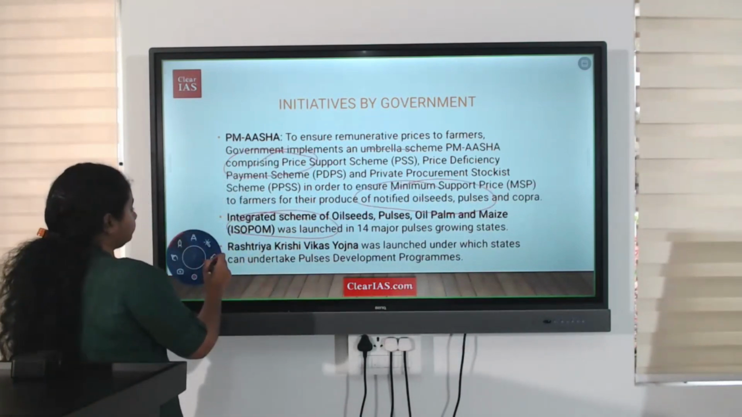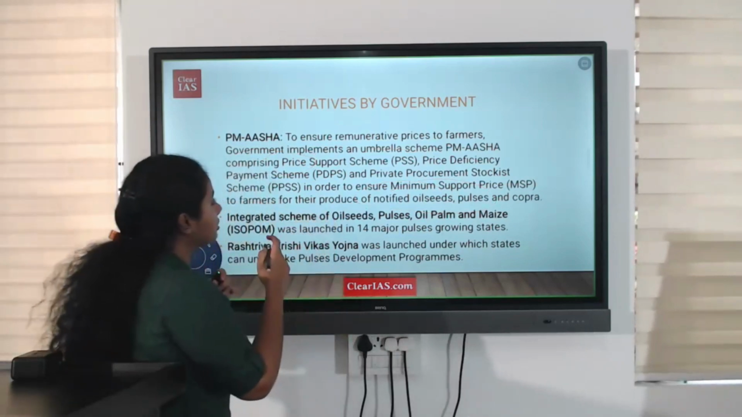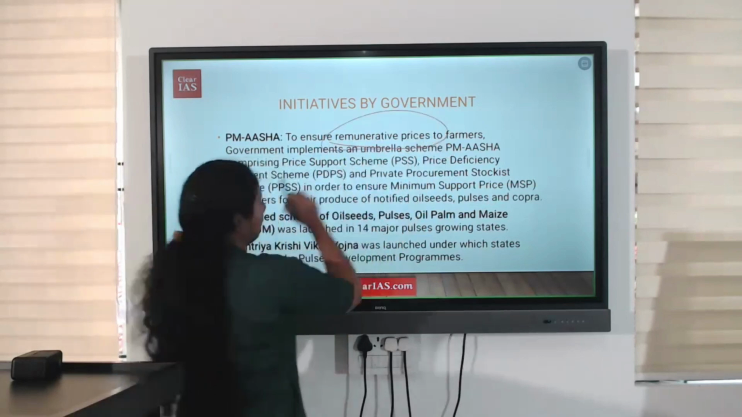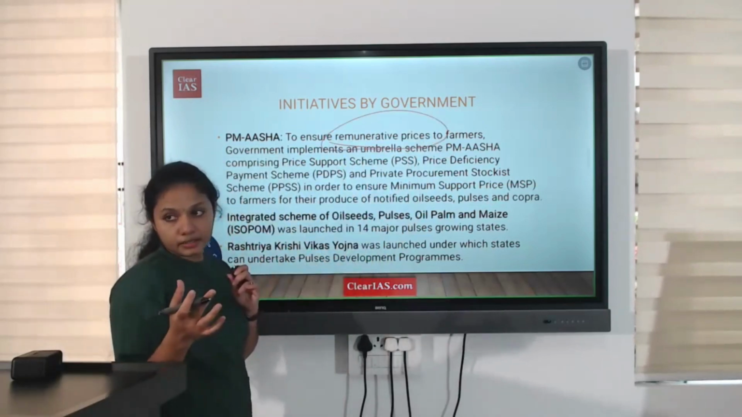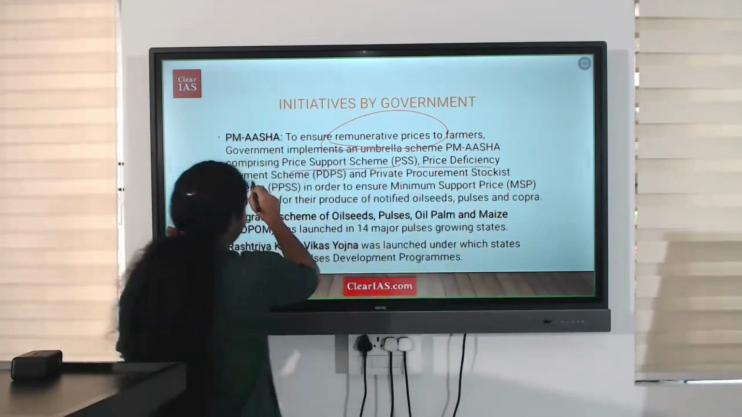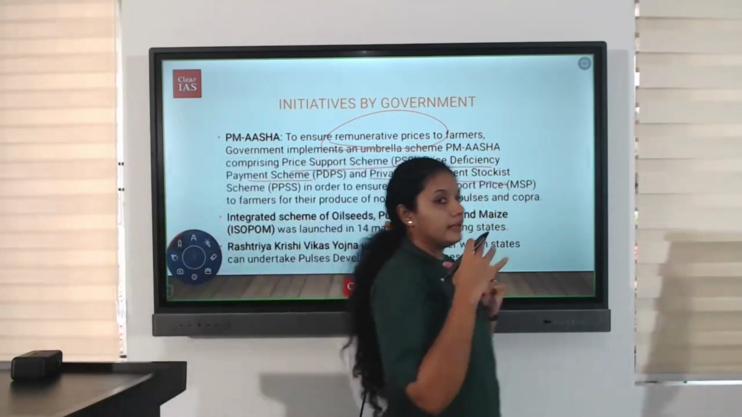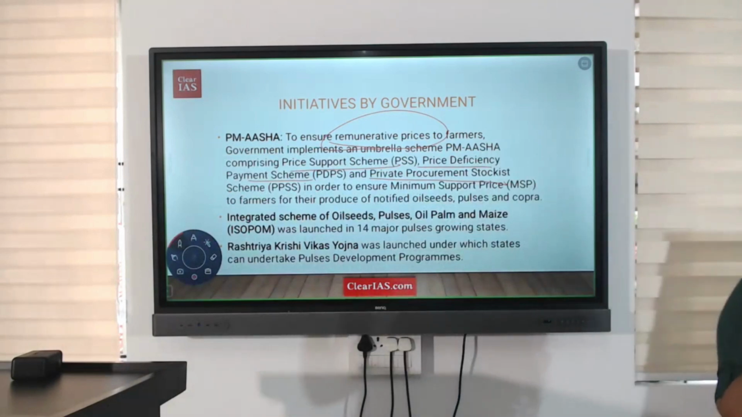First one is PM Asha. Okay. So here, majorly to ensure remunerative prices to the farmers, PM Asha is implemented. It consists of price support scheme, price deficiency payment scheme, private procurement stock scheme. Okay. That means that the correct remuneration should be made available to the farmers for the pulses as well, similar to that of the rice and wheat. The farmers can transform into the cultivation of pulses also.